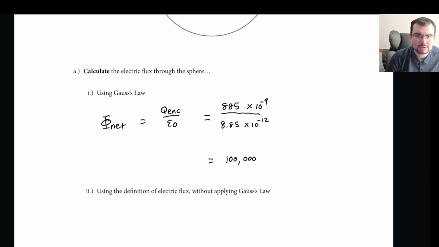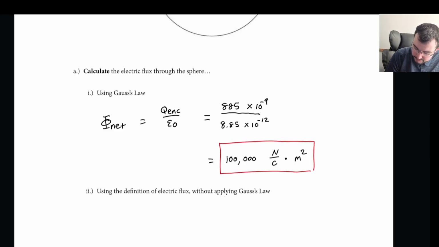And then for our units, remember electric flux is E times A. So electric field is measured in newtons per coulomb, and area is meters squared. So that's using Gauss's law.